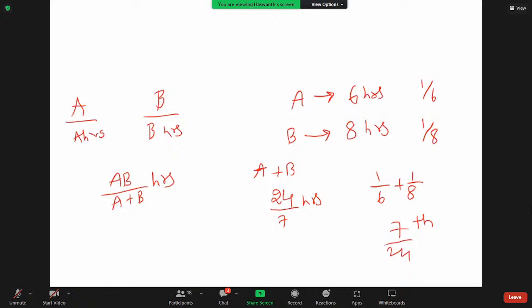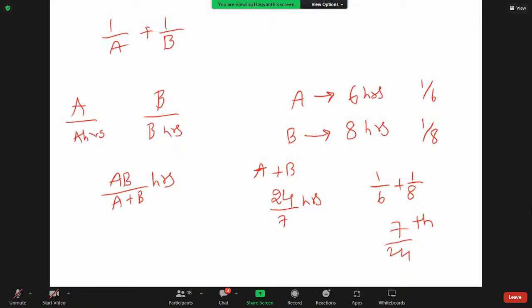But in other cases, if the number of persons working is changing in each hour, if new persons are coming and getting added, or already working persons are leaving, in those questions you have to proceed by finding out what is work done in 1 hour. So we are getting this. If A takes A hours, in 1 hour he will be doing 1 by A amount of the work. If B takes B hours, in 1 hour he will be doing 1 by B amount of the work. When both are working together, time taken is the reciprocal of this, 1 by A plus 1 by B.